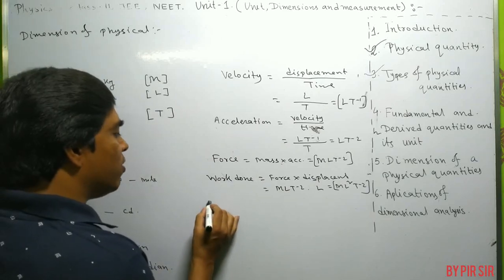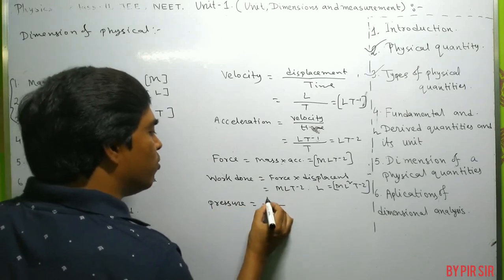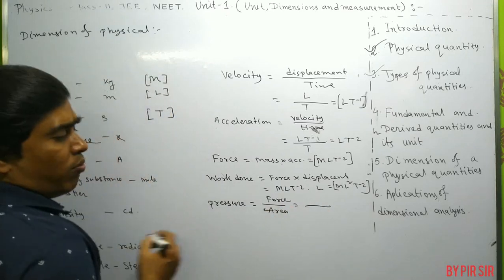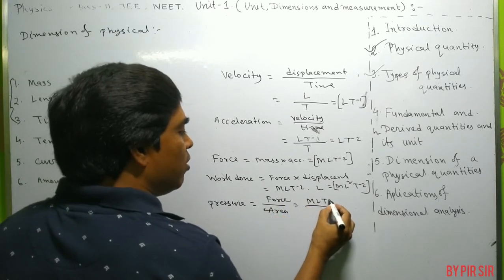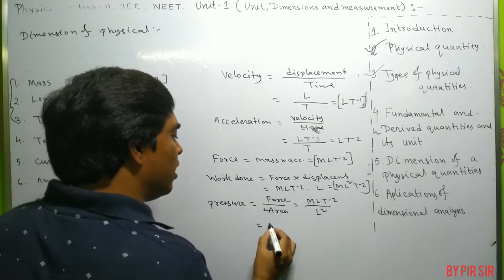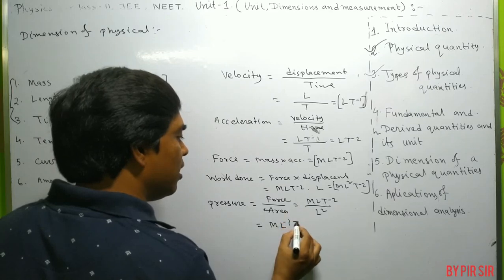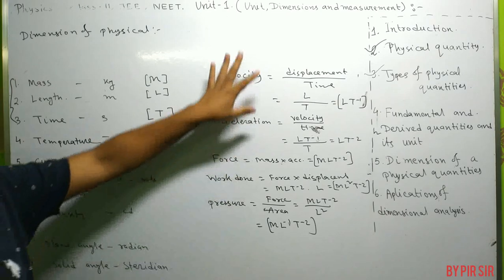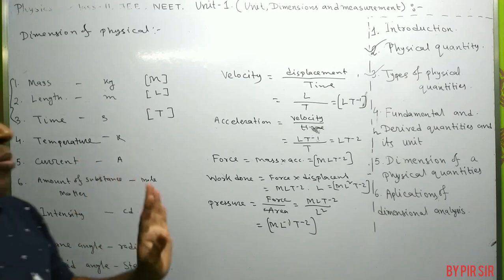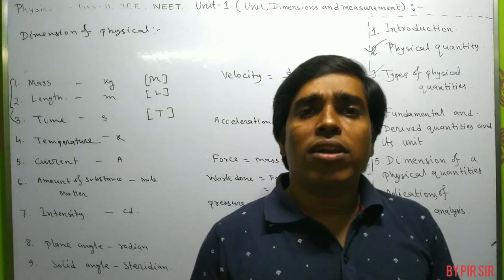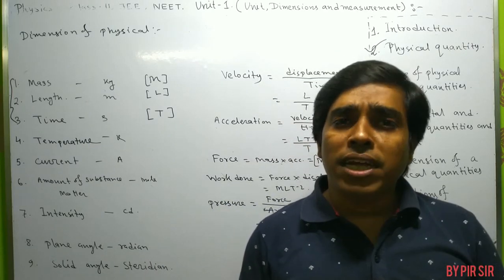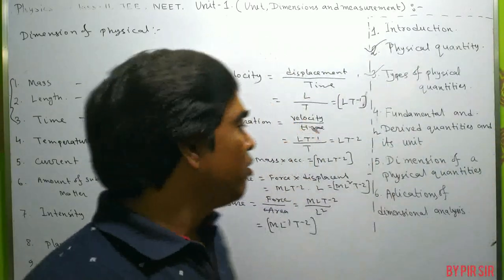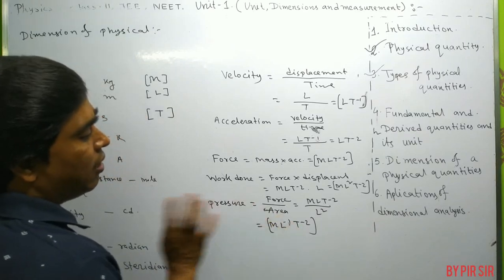What is the dimension of pressure? Pressure is force divided by area. Force is M L T^-2 and area is L^2, so it will be M L^-1 T^-2. In this way, you can calculate the dimension of any derived quantity. Dimension is nothing but a symbol of a physical quantity expressed in terms of mass, length, and time. This is the exponential form of M, L, and T.